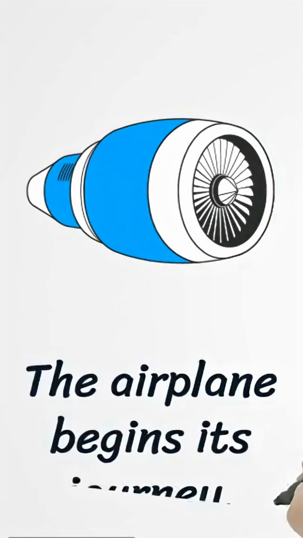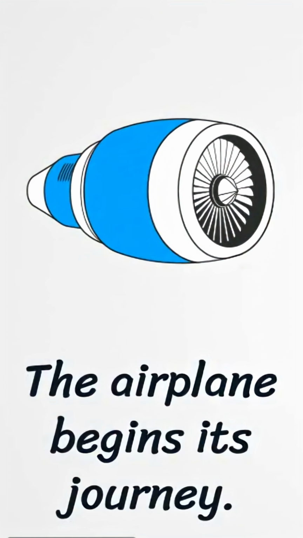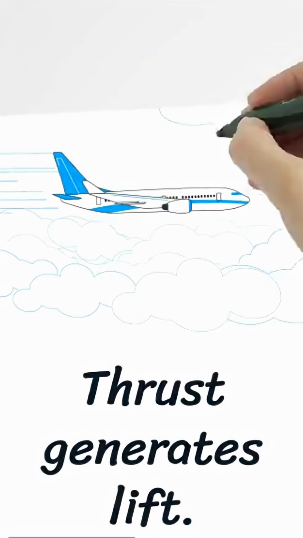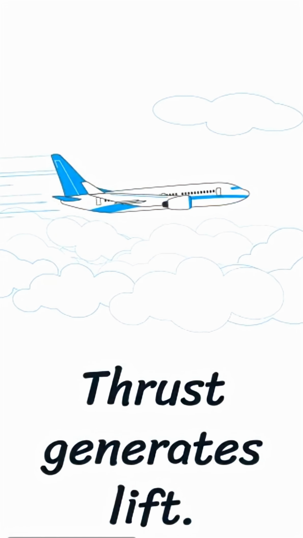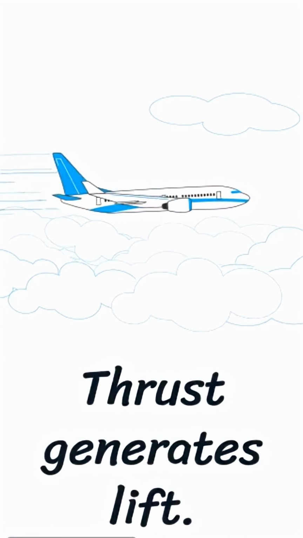The plane starts on the runway. The pilot increases throttle, generating thrust as the engines roar to life. As thrust builds, air flows over the wings. This creates lift, which allows the plane to rise into the sky.